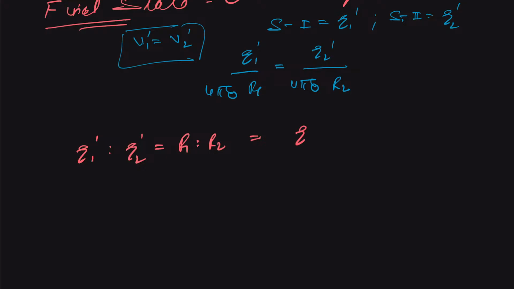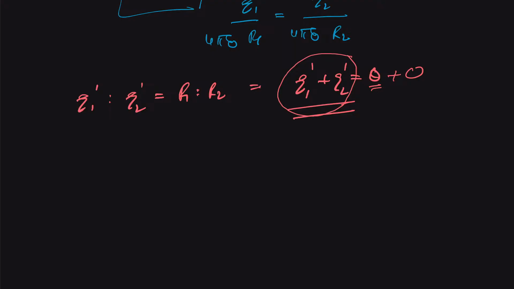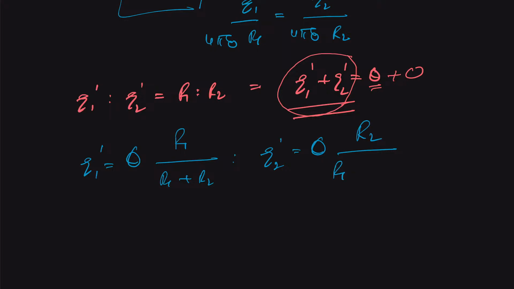But the total charge will be the same. There is no loss of charge. So our q1 prime plus q2 prime will still be equal to q, because of charge conservation. So after connection and before connection, the charges will be the same. Q1 prime and Q2 prime are the charges, the total charge after connection, and Q is the total charge before connection, because the second sphere had a charge of 0. And as we did in the first case, we can find that our Q1 prime will be equal to Q R1 upon R1 plus R2, and our Q2 prime will be equal to Q R2 upon R1 plus R2.